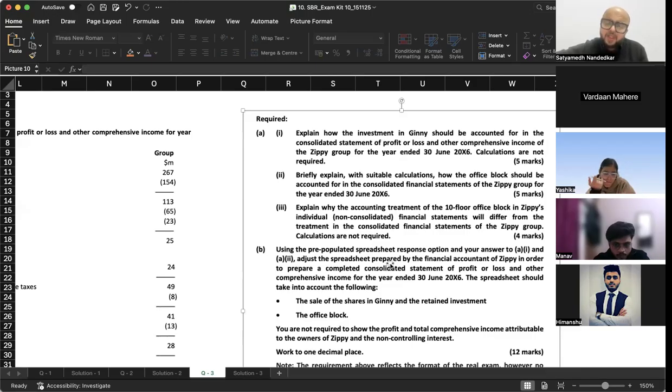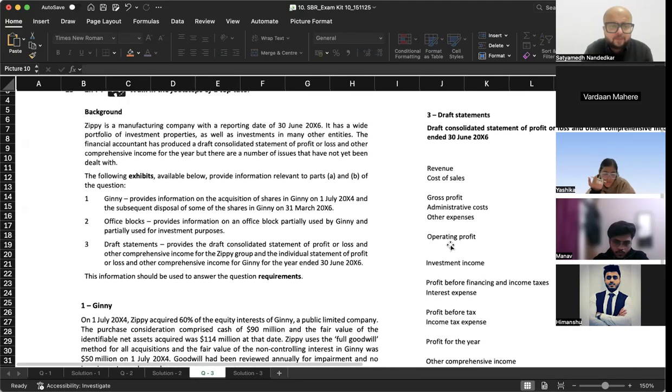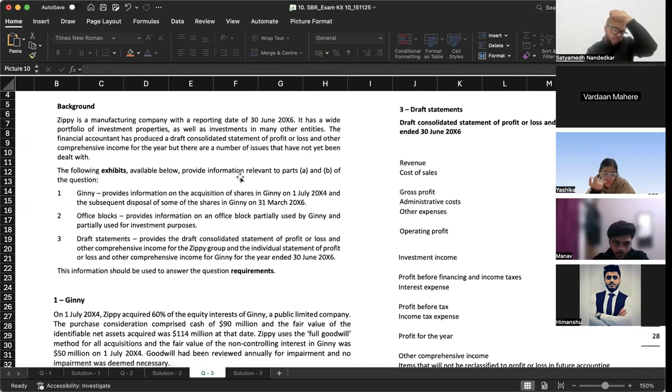And then the pre-populated spreadsheet is different, we will look at that separately. Now, Zippy is a manufacturing company with a reporting date of 30th June. It has a wide portfolio of investment properties as well as investments in many other entities. The financial accountant has produced a draft consolidated statement of profit or loss and other comprehensive income for the year, but there are a number of issues that have not yet been dealt with.